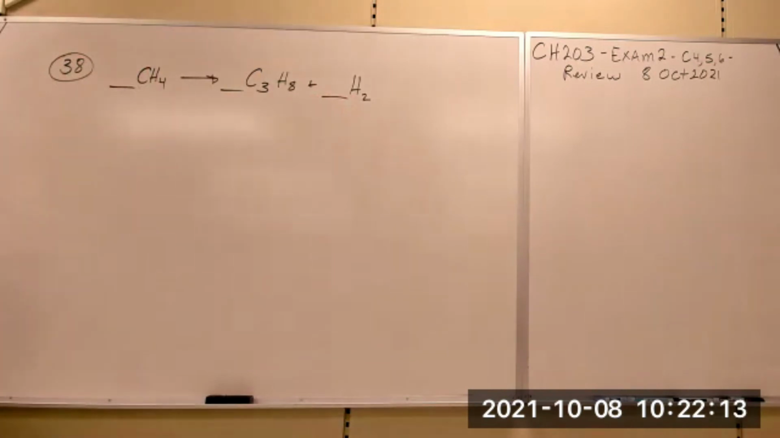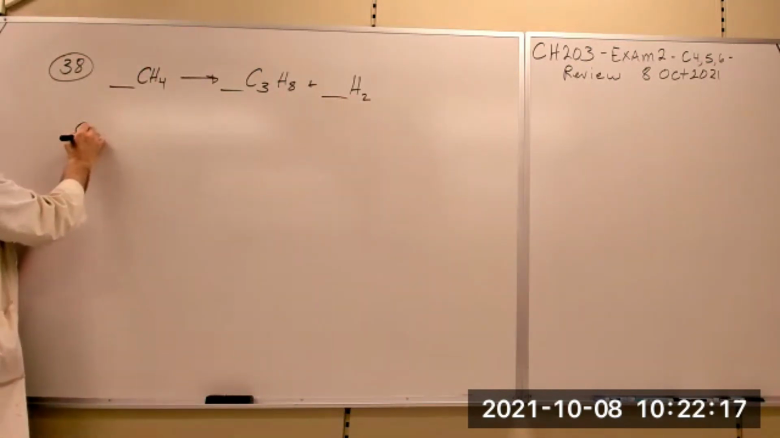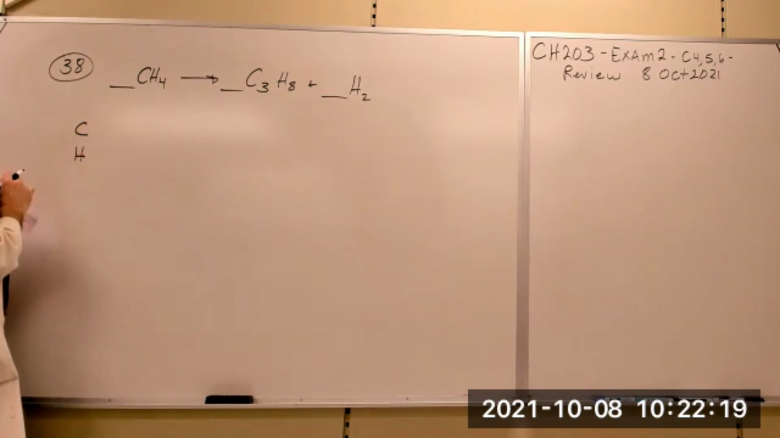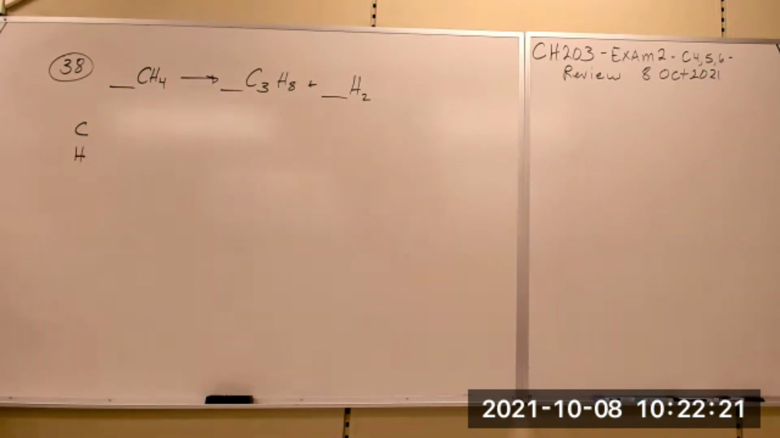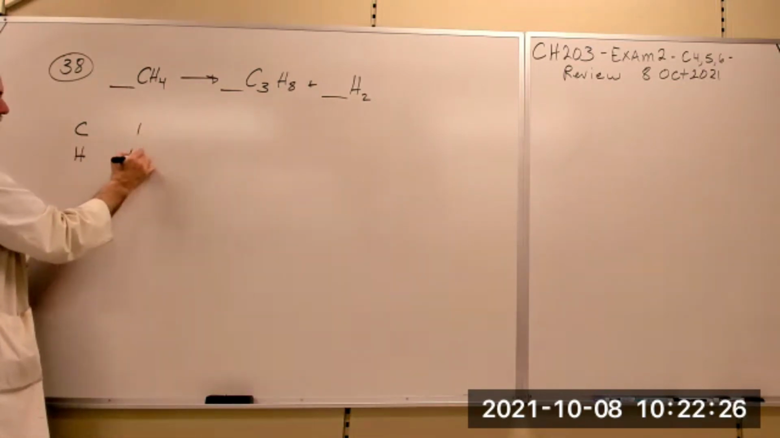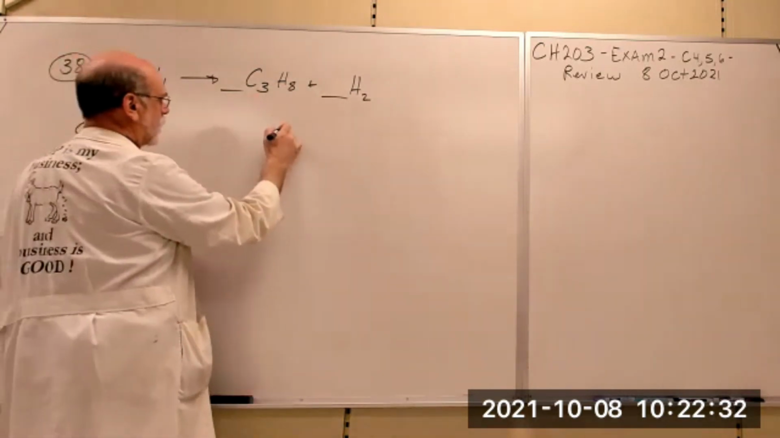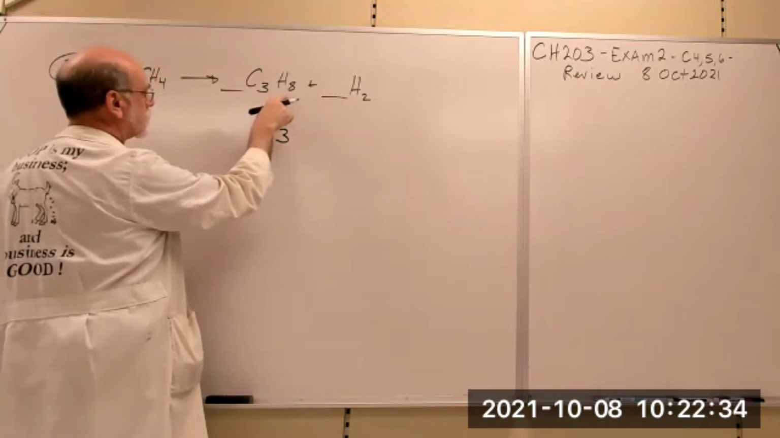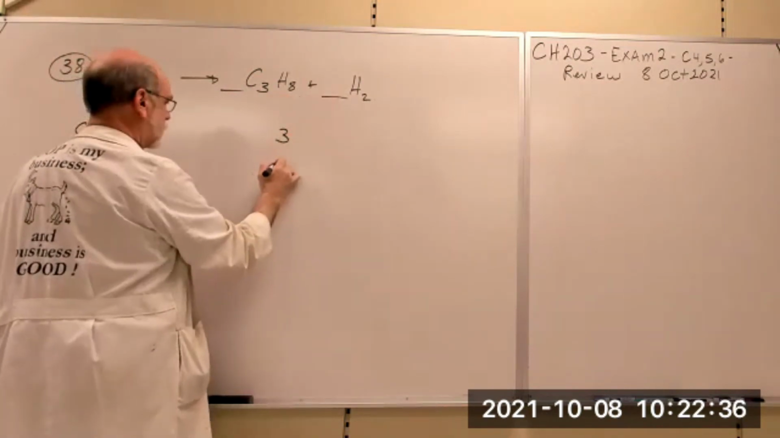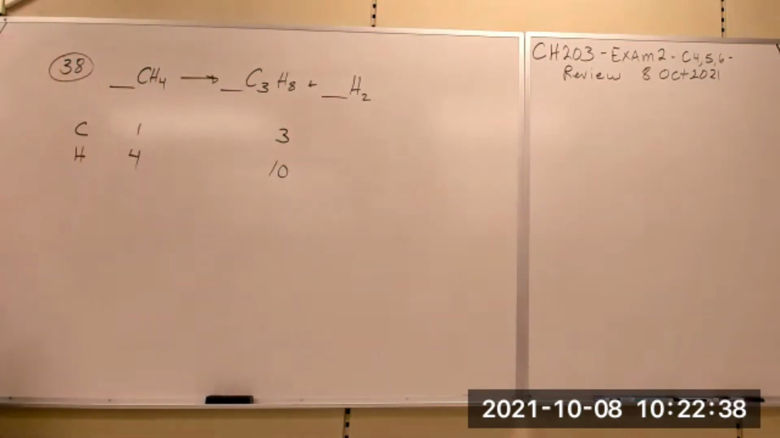So remember our budget method? Carbon, hydrogen. Oh, that's it. We've counted for all the elements. On this side, you have 1 carbon and 4 hydrogens. Okay. That's how you start. Where are we starting from? On this side, we have 3 carbons and 8, 9, 10 hydrogens.